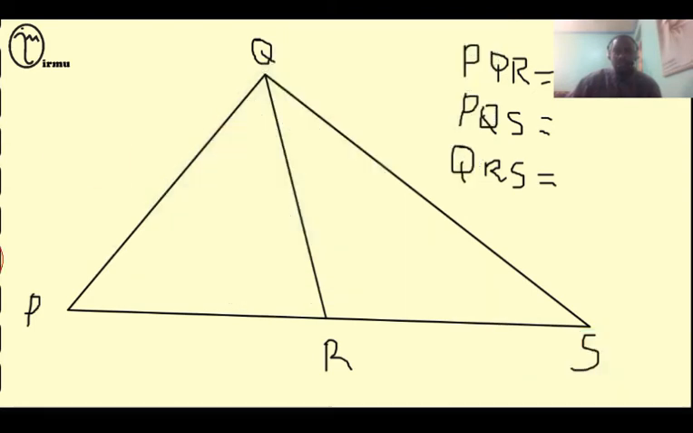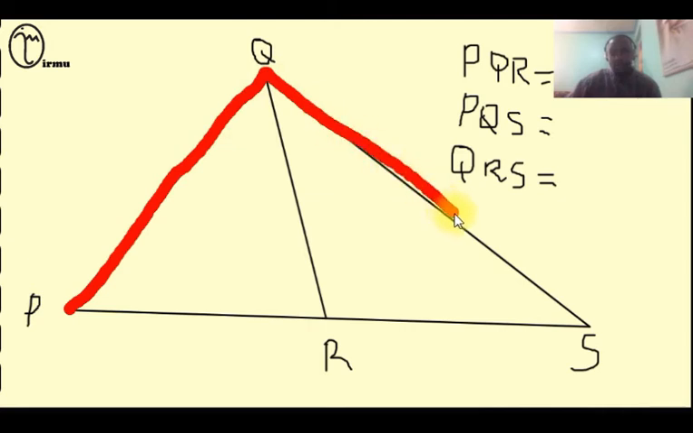So I want us to measure the same angle PQS, but this time using line QS as the baseline. So again, I just want to identify angle PQS. It's from point P to Q, then to S. Then I want now to use this QS as the baseline.